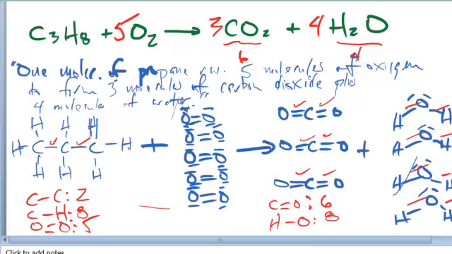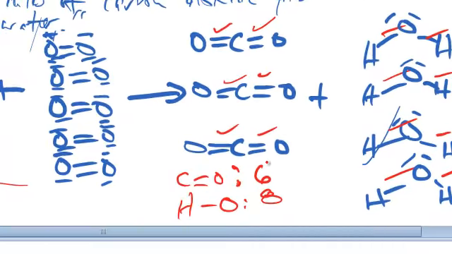It costs a lot of energy, but on the flip side, when you then form 6 carbon-oxygen double bonds and 8 hydrogen-oxygen single bonds, that releases a tremendous amount of energy. You get a return on your initial energy investment, and you get so much back, in fact, that the net energy makes for a very exothermic reaction, and you get a lot of energy out of it.